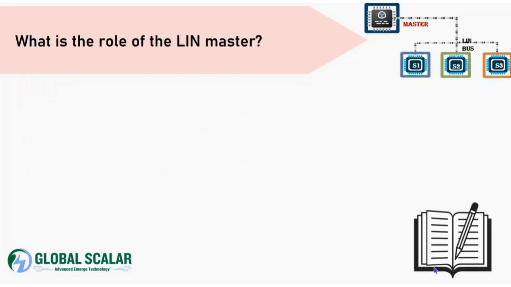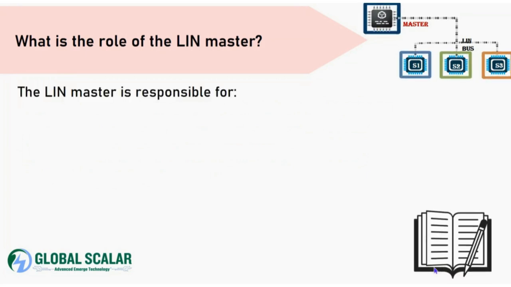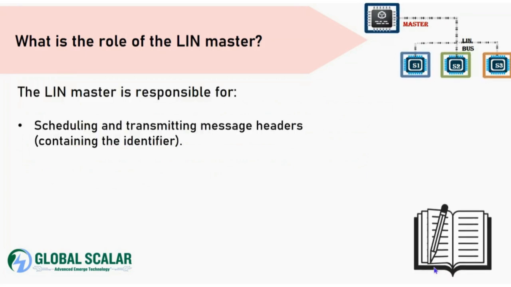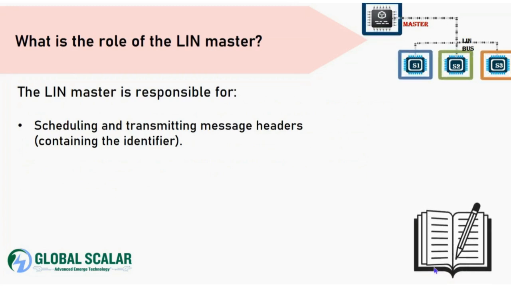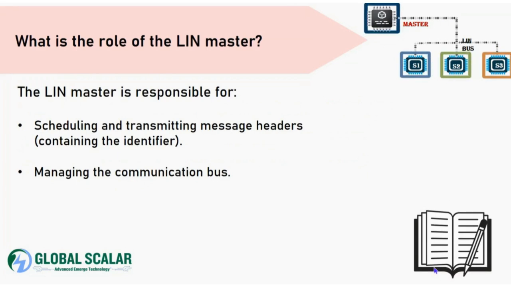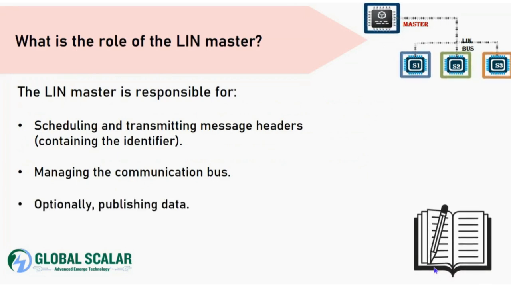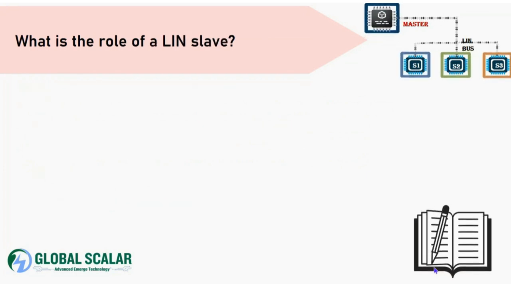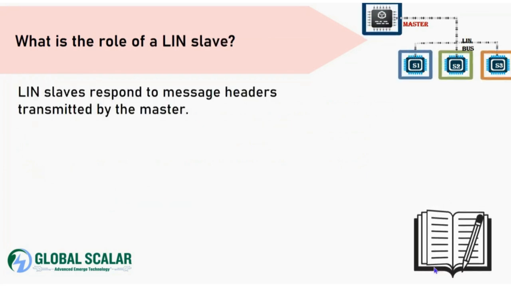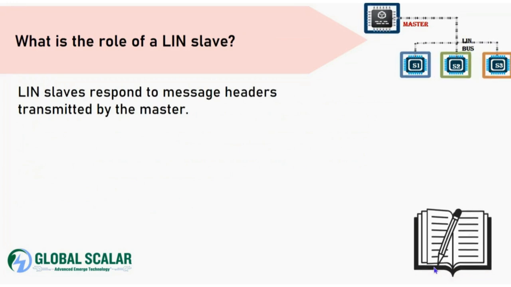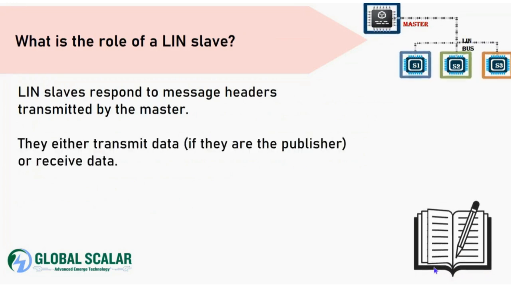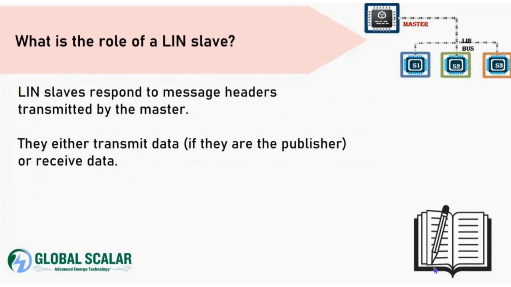What is the role of the LIN master? The LIN master is responsible for scheduling and transmitting the message header, which contains the identifier, managing the communication bus, and optionally publishing the data. What is the role of the LIN slave? The LIN slave responds to the message header transmitted by the master. They either transmit data or receive the data.